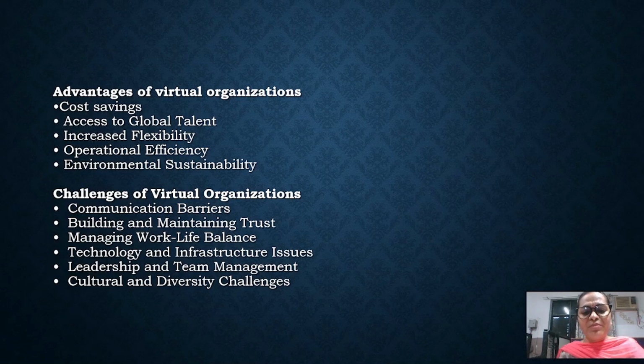So here, team members may need to adjust their working hours or participate in meetings outside the regular business hours, which will require effective time management and flexibility to maintain productivity and collaboration because of the different time zones. Next is building and maintaining trust.